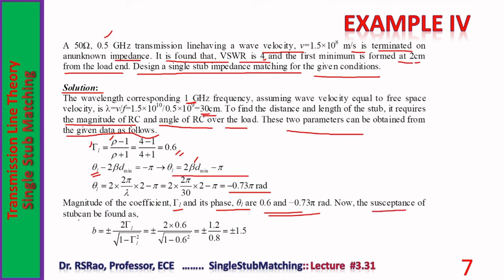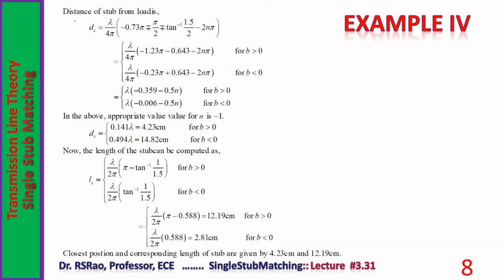Now the susceptance of the stub can be found. B is plus or minus 2 gamma L by the square root of 1 minus gamma L squared. Substitution gives plus or minus 1.5. Now the distance of the stub from the load is ds. This formula is the same as what we used in the previous problem. Here two signs are there, minus and plus at two places. If you consider the upper sign, it results in one quantity; if you consider the bottom sign, another quantity.